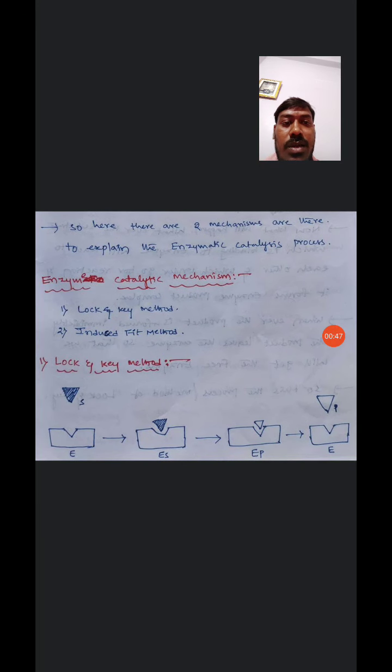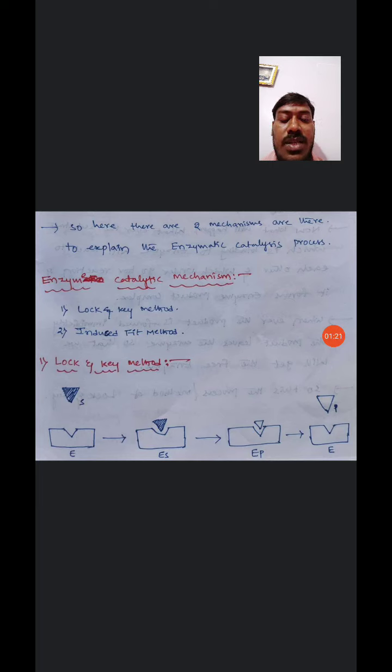So in today's class, enzymatic catalysis is explained through two mechanisms. So for the enzymatic catalysis mechanism, or catalytic mechanism, two methods are there. One is the lock and key method and the second one is the induced fit method. So here first we are discussing the lock and key method.